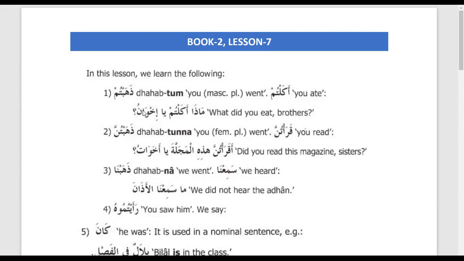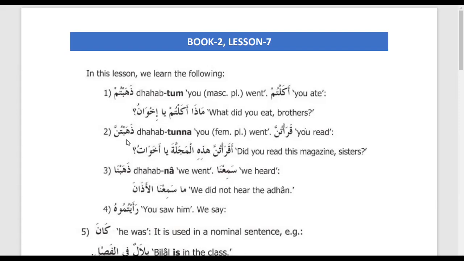As we can see here, dhahabtum, and on the same pattern, we have the verb akaltum. Akala, he ate, and akaltum, you ate. If you're asking a question to the plural masculine: ماذا أكلتم يا إخوانو؟ What did you eat, brothers? Similarly, on the pattern of ذهبتن, we have قرأتن. If you memorize only one pattern, dhahaba, based on that pattern we can make many forms of the verbs.